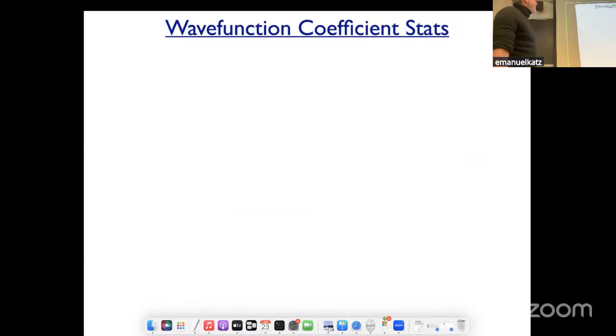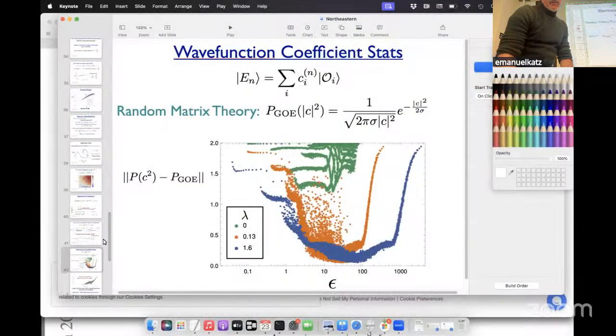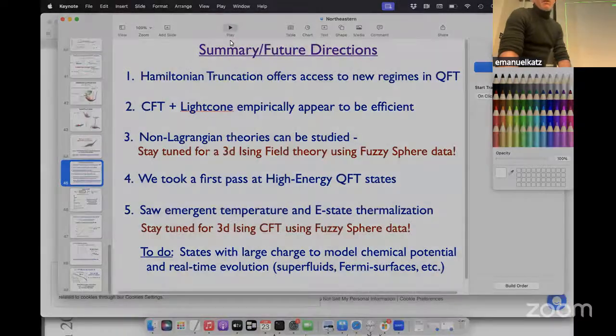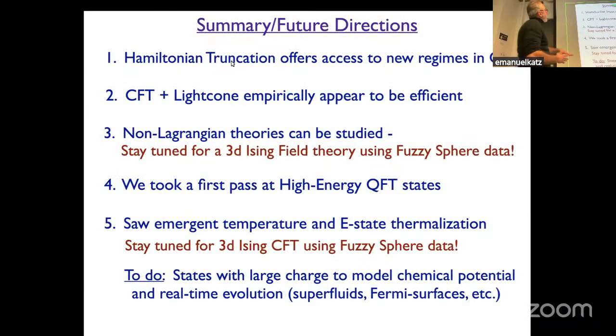Okay, that's all I have to say for now. I have other stuff, but I'm happy to show you this offline. So maybe I should just go to my conclusions. This is a new regime, and we can compute data that we weren't able to compute ever before. We can understand, for example, how temperature emerges in quantum field theories, and using the fuzzy sphere that we are working on right now, we hope to update everything that I've shown you in 1+1 to 2+1 pretty soon.